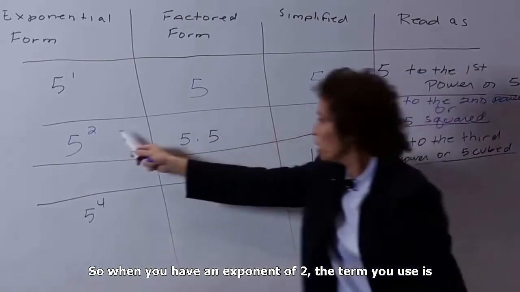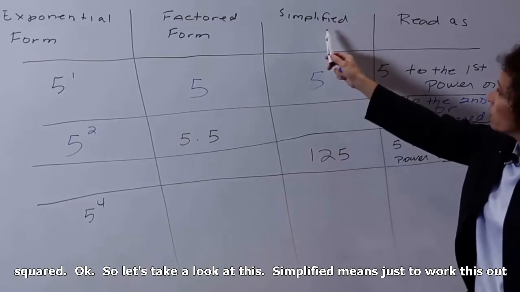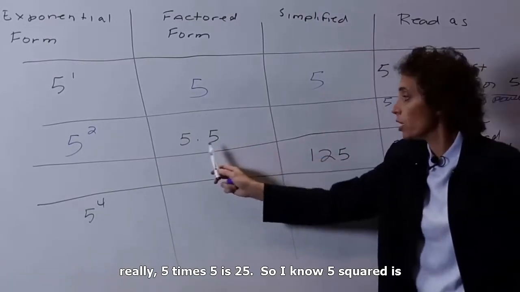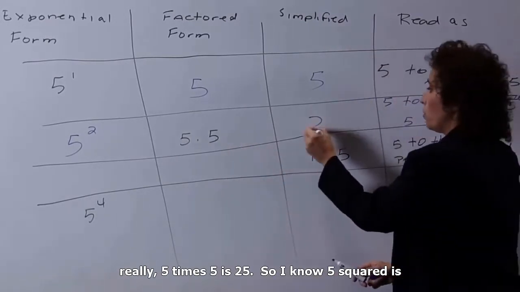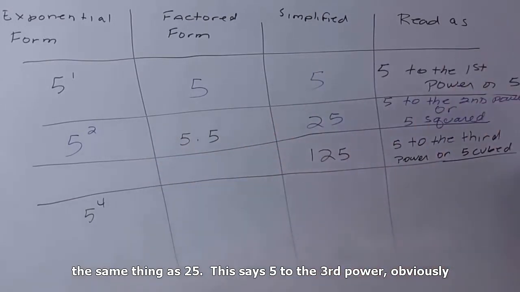So when you have an exponent of 2, the term you use is squared, okay? So let's take a look at this. Simplified means just to work this out, really. 5 times 5 is 25. So I know 5 squared is the same thing as 25.